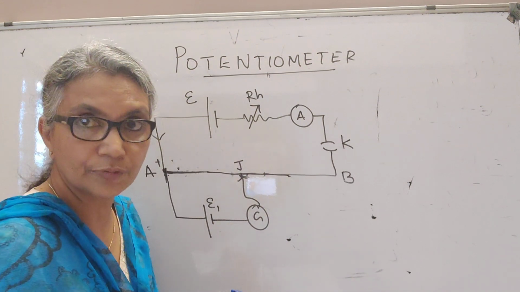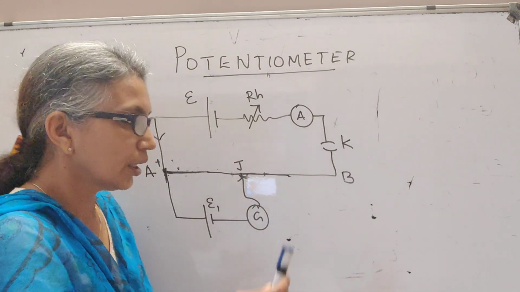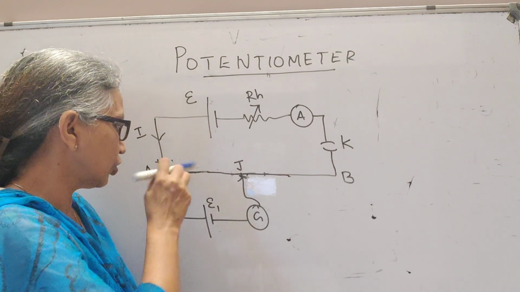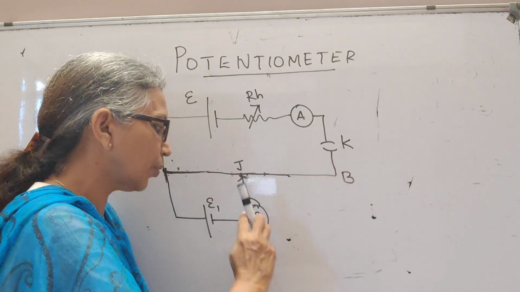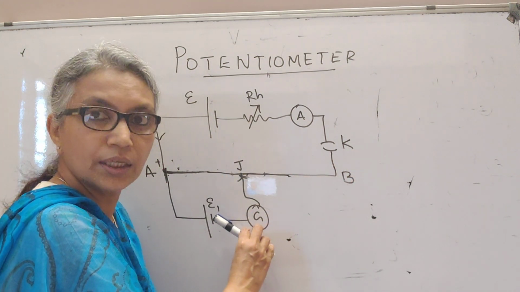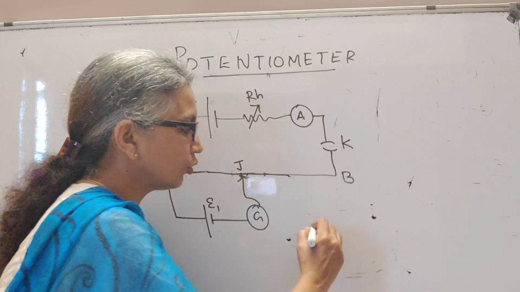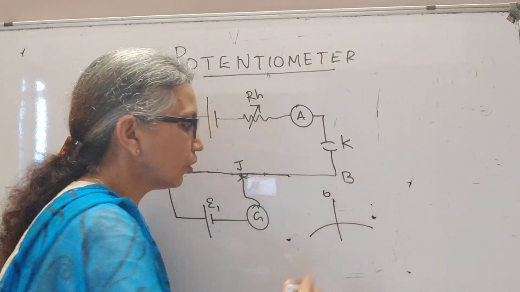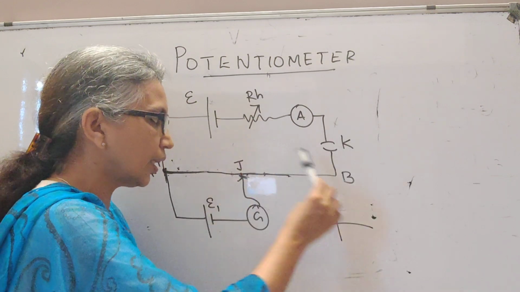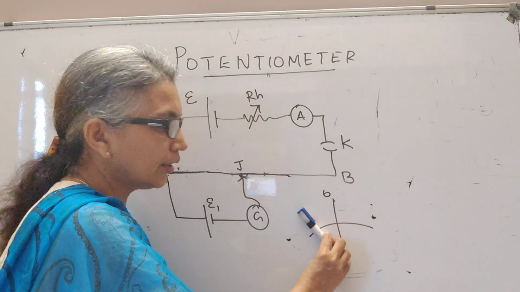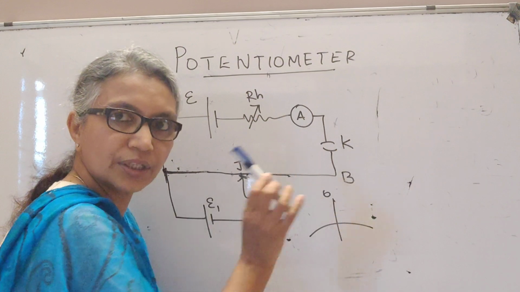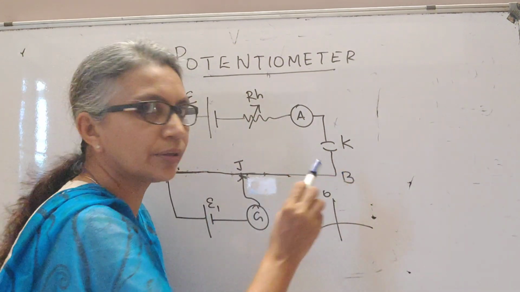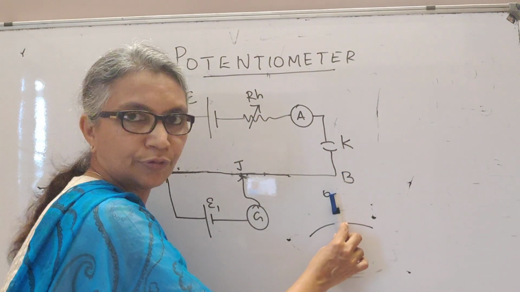Now the reason why you have to check that is because suppose you hold the jockey at end A and at end B and both times your needle is to the left. See, this is the zero reading. If both times at end A and B it is at the left side, then that means it is never going to come to zero. You may move from end A to end B and never come to zero deflection.